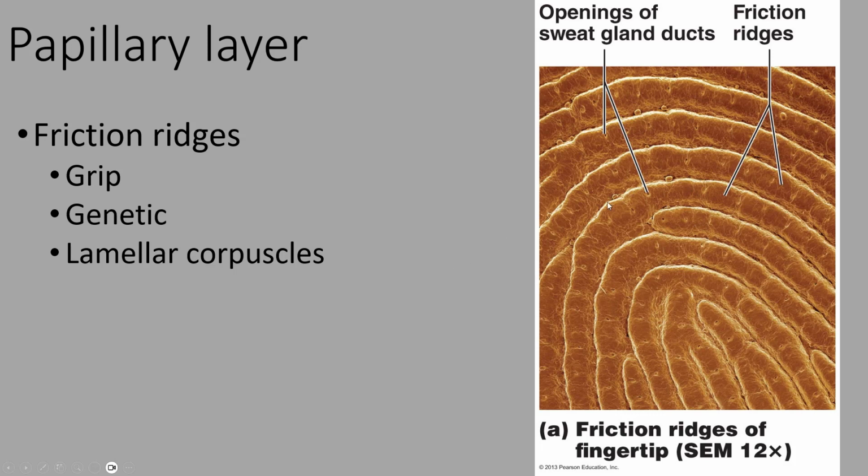And in these friction ridges, we will often find things called lamellar corpuscles or Pacinian corpuscles. Lamellar corpuscles are very similar to the Meissner's corpuscles that we saw previously. They look very similar to each other. The lamellar corpuscles are a little deeper, but they are responsible for detecting things like vibration. And there's a lot of them in the friction ridges.